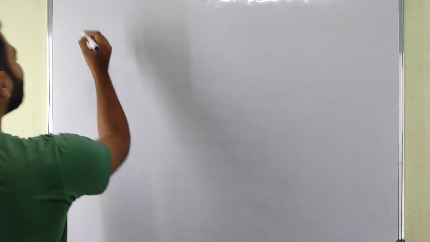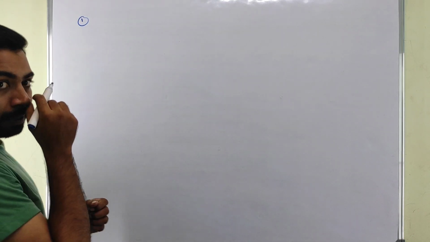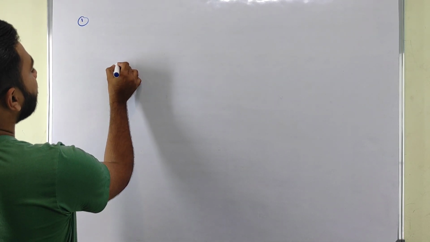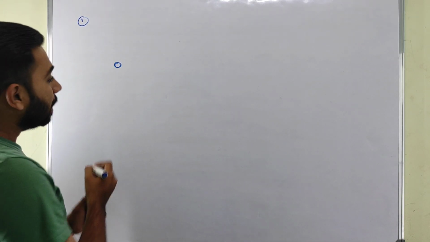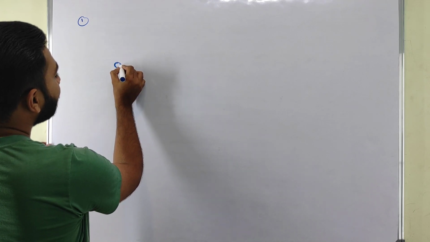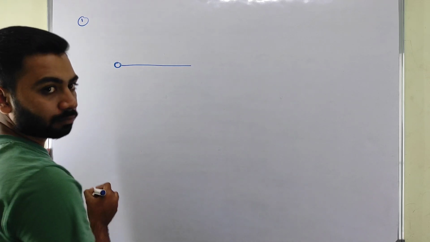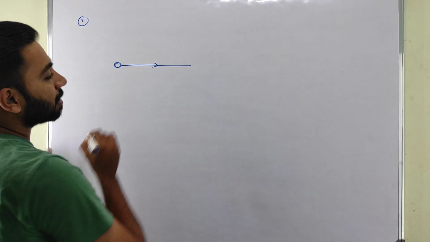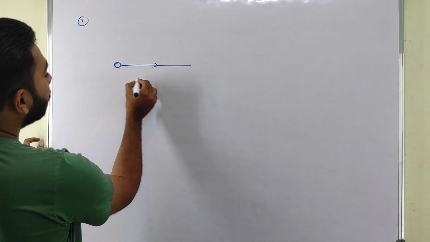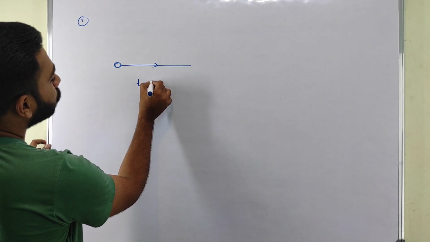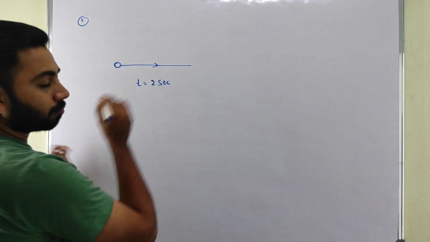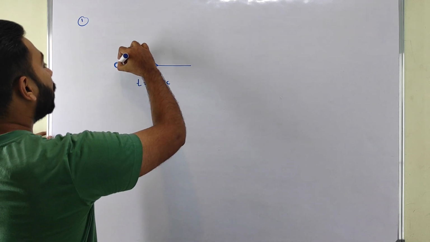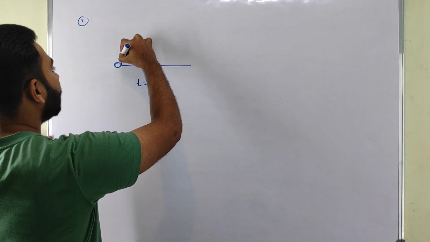So the example is like this. First example: just imagine one particle is moving in this direction first. It covers some distance in this direction. Here it took time equal to 2 seconds. Fine. Now the same particle is moving in an arc.